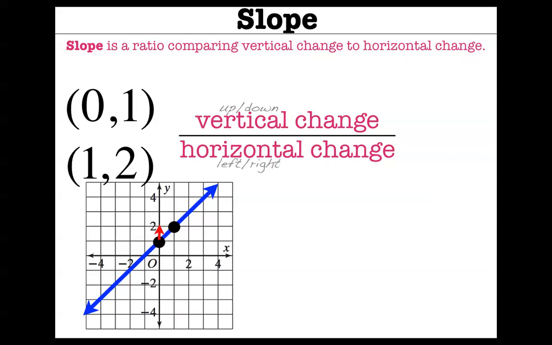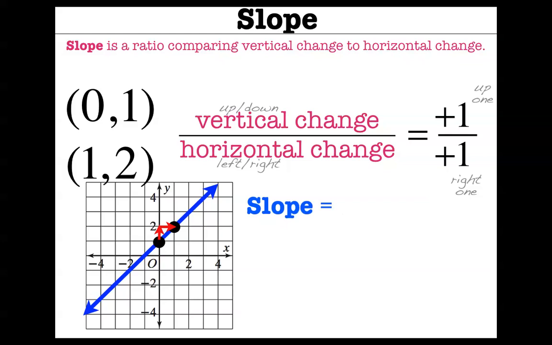And then left-right, how much do we move? Well, we're going to move right 1, which is kind of like forward 1. So, we're going to go plus 1 on the vertical side because we went up 1, and then we're going to go plus 1 for our horizontal change because we went right 1, or you could even say forward 1. And therefore the slope of this line equals 1 because 1 over 1 is 1.